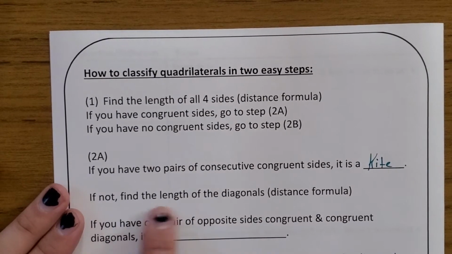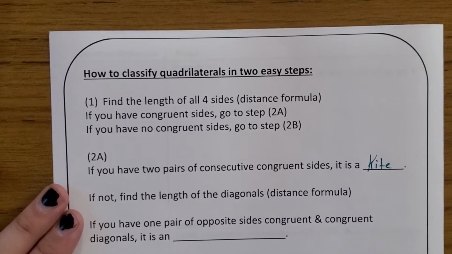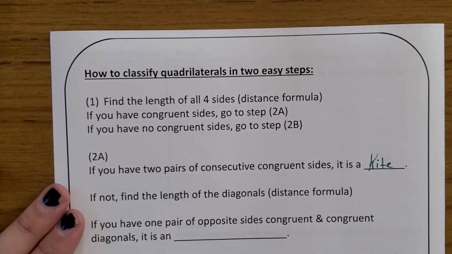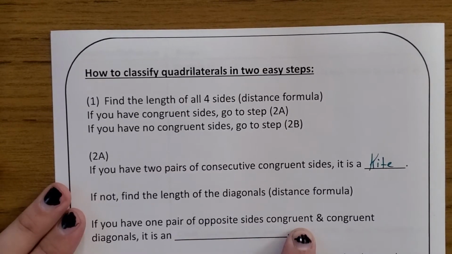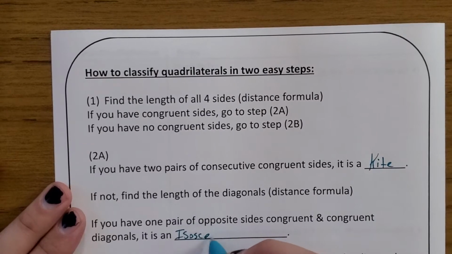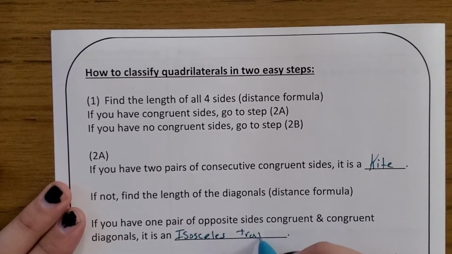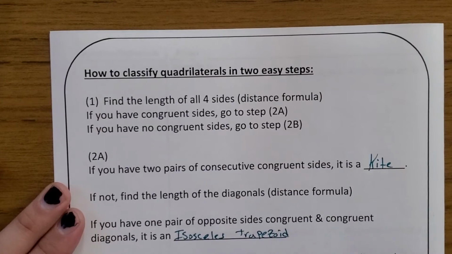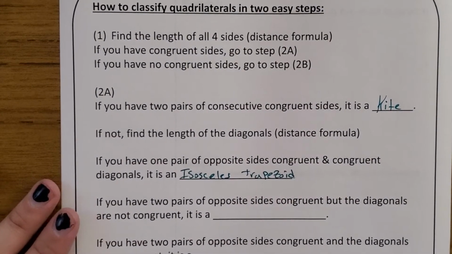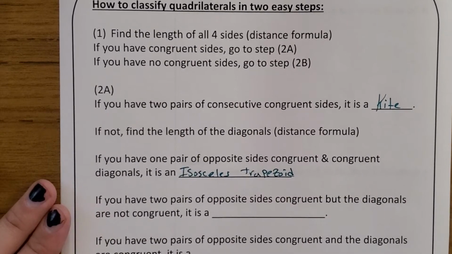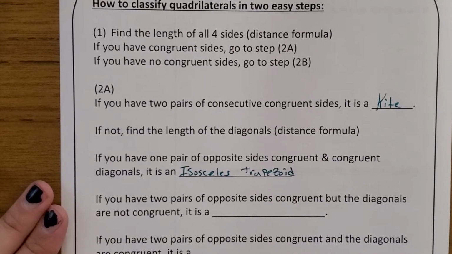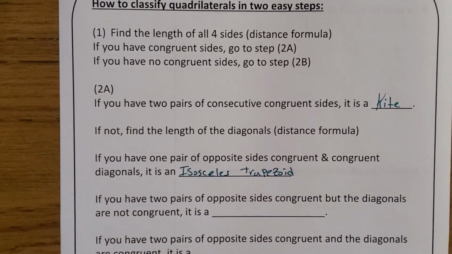If that's not the case, we may need to find the length of the diagonals to see what's going on, because at that point, if we have congruent sides, but they're opposite, so one pair of opposite sides is congruent and congruent diagonals, that's when we know it's an isosceles trapezoid, right? So we only have one congruent side. And after that, we would say, well, if we have two pairs of opposite sides, again, this is where we know it might be a parallelogram, but the diagonals are not congruent, well, at that point, you really have only two options.